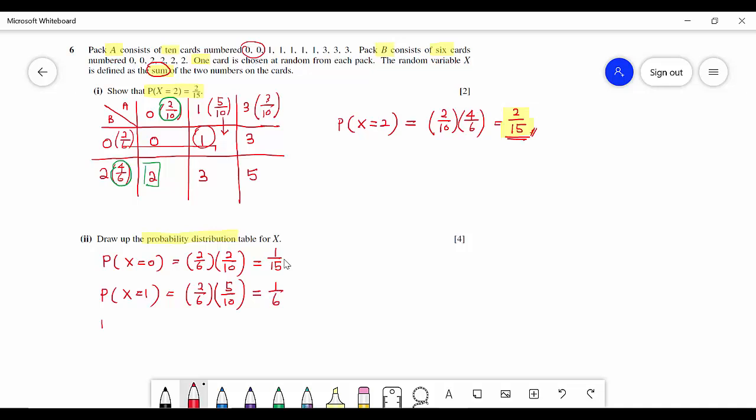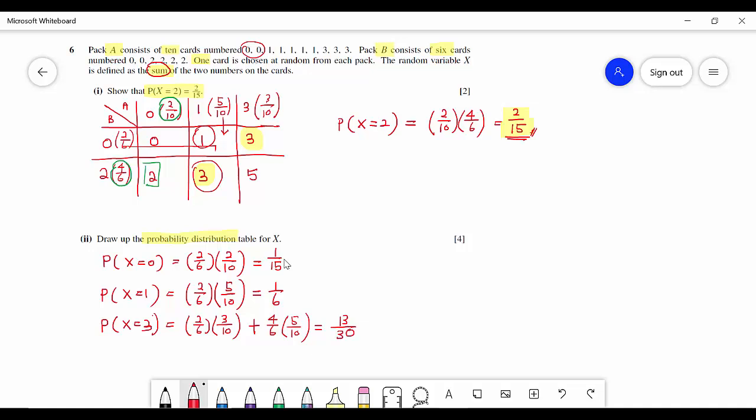Then for the next one, x equals 2, I already got the answer in part number 1. So I'm going to continue with x equals 3. To get x equals 3, you will see that there are two outcomes that give x equals 3. Therefore, you should consider two cases here. The first case is 6 over 2 multiplied with 3 over 10, plus the second case. The second case will be 4 over 6 multiplied with 5 over 10. If you try to simplify it, the answer for this one should be 13 over 30.